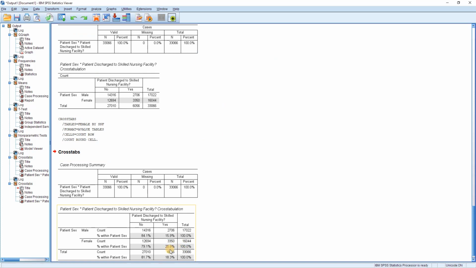And now I can see here that I had, again, 3,350 females that were discharged to a SNF, which comes out to 20.9% of female patients were discharged to a skilled nursing facility. Excellent. So moving on here, question number 9.